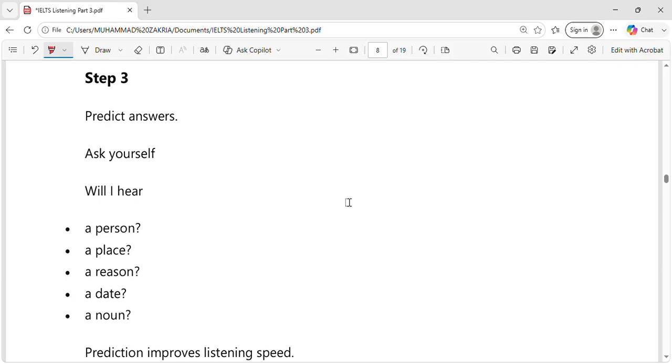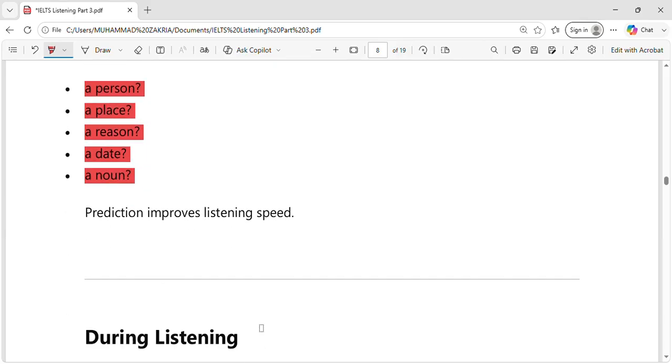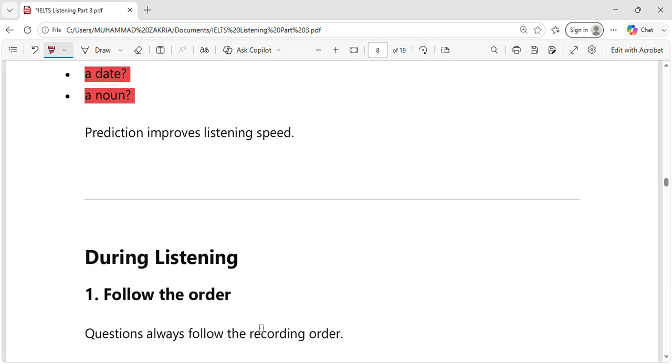They may speak the name of a person, a place name, a reason, a date, a noun. You must remember that, okay? And after that, prediction improves listening speed. You know that when you predict the answer, it gives us a very fruitful thing. You must know what they talk about there. They name a person, a place, so you easily find the answer from the prediction.